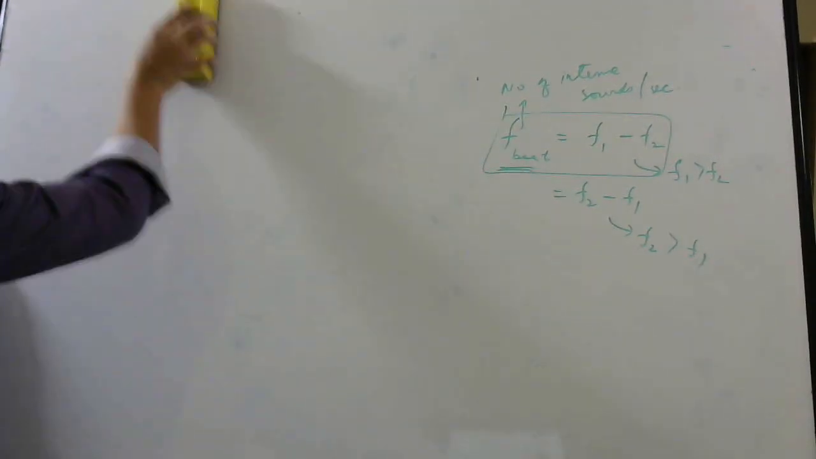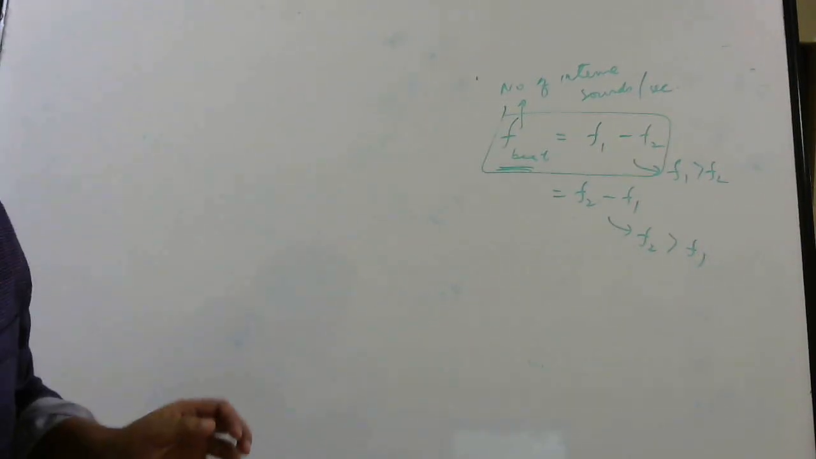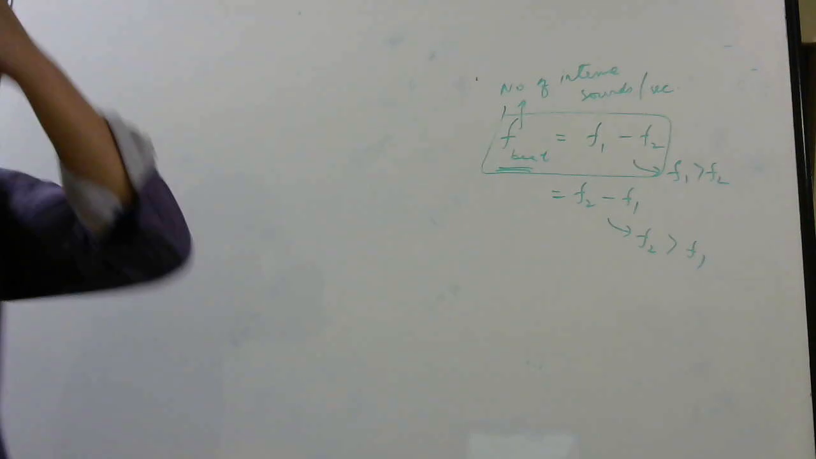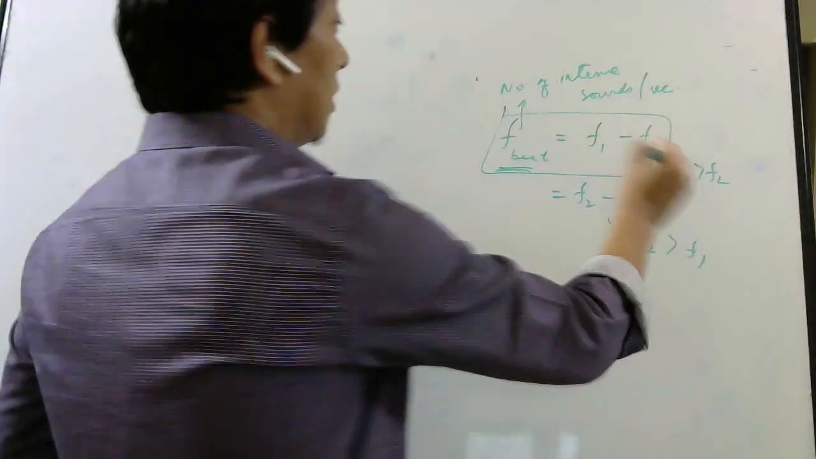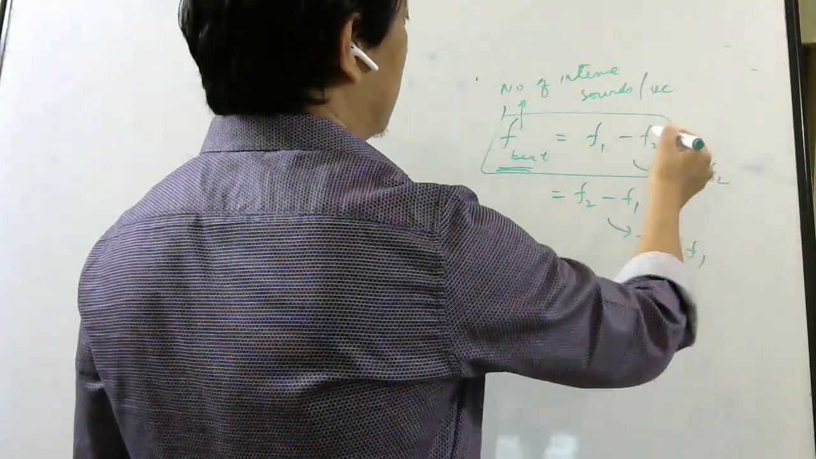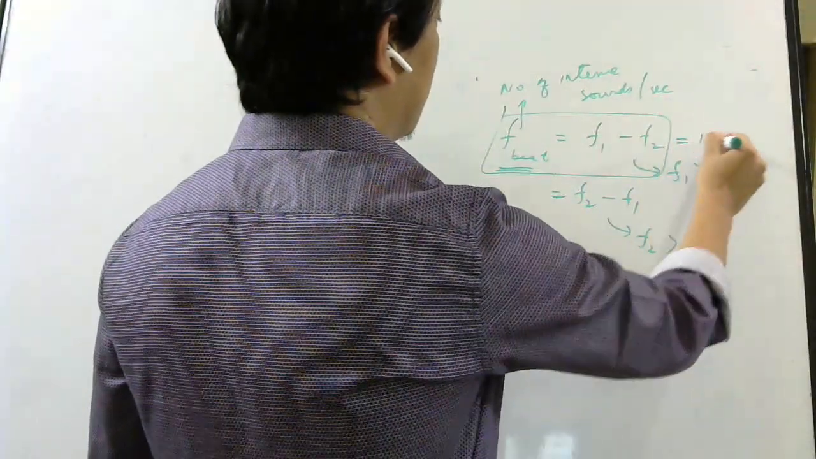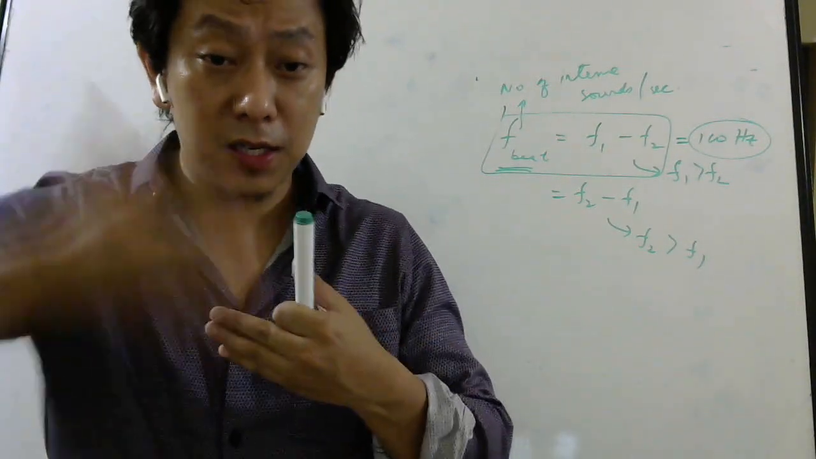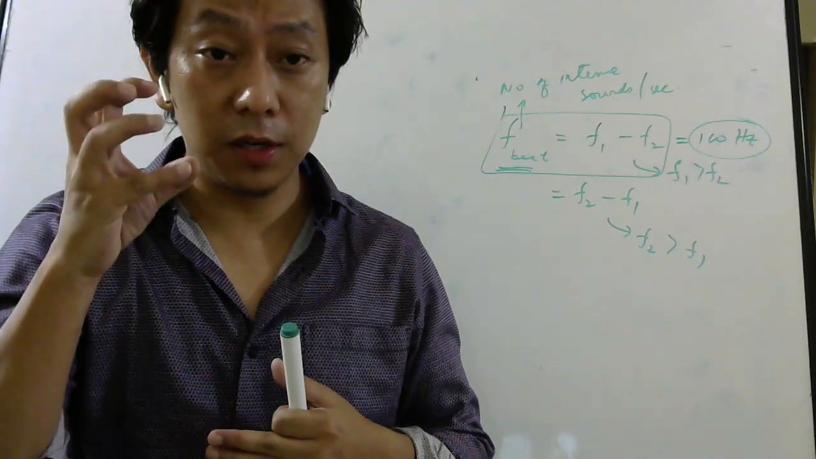Also, the frequency of the two waves should not be very different. Okay, it should not be very different. If it is very different, let's say this is 1000 and this is 900, and you get 100. Now, if the sound intensity varies 100 times per second, then the variation is so fast that your brain cannot sense it.